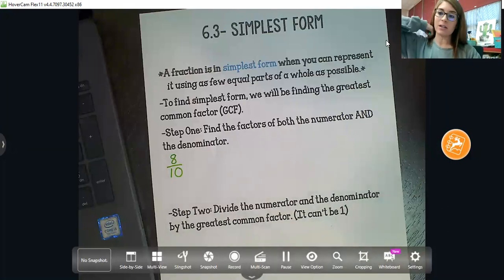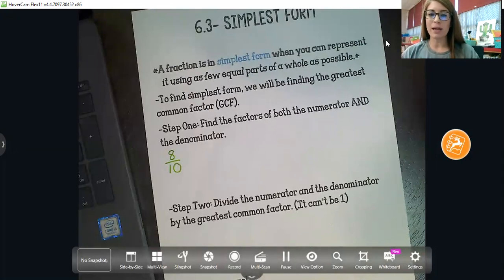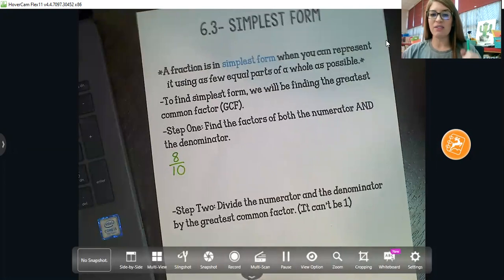Today back to chapter 6. All right, so today we're talking about simplest form. When a fraction is in simplest form, it just means that it is represented in the fewest equal parts as possible. So it's in the smallest version of itself. We'll say it like that.